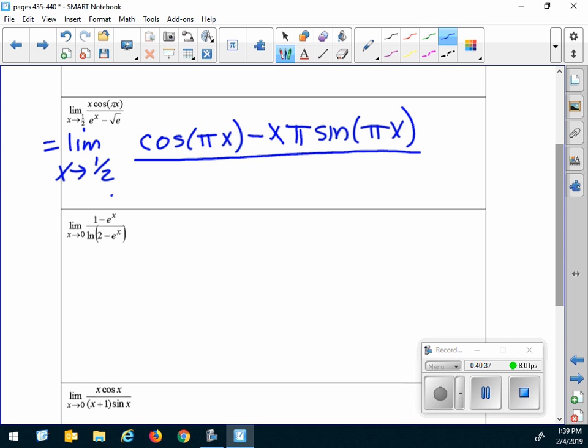Denominator. What's the derivative of e to the x? E to the x. What's the derivative of root e? 0. E is a number, and the square root of a number is a number, and the derivative of a number is 0. Remember, e is like 2.718, so it's just a number. And the derivative of a constant is 0.